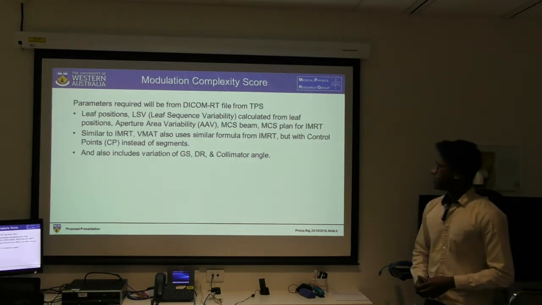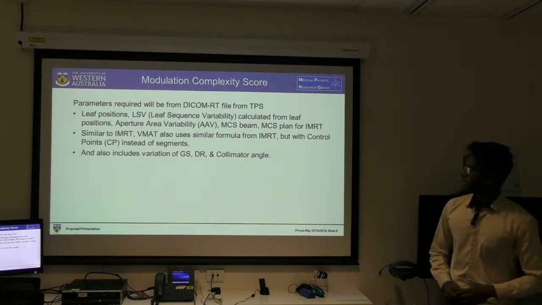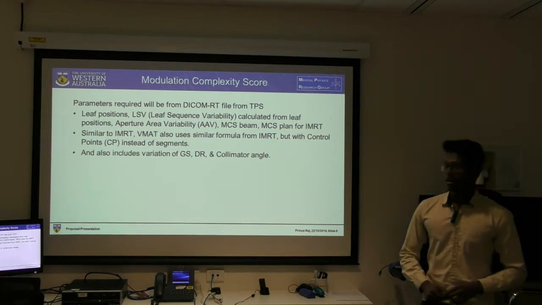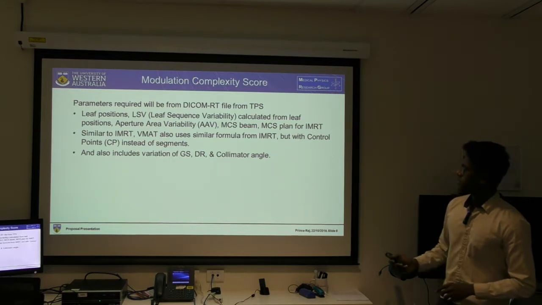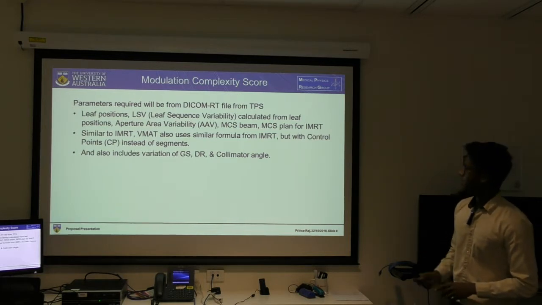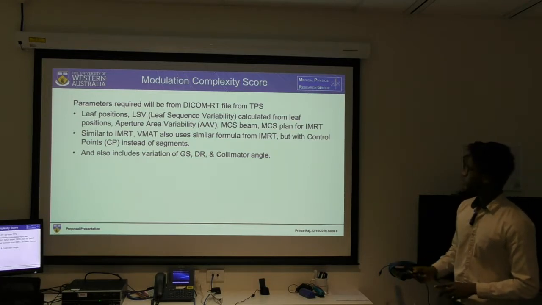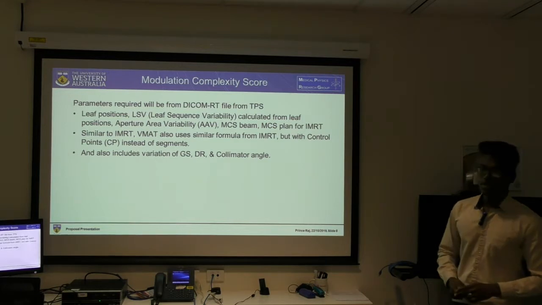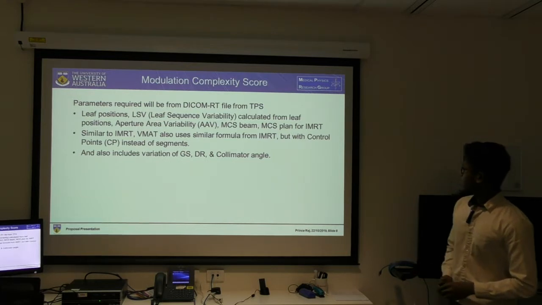So the parameters required for the plan will be a DICOM-RT file from the TPS, and from it I'll take the parameters such as leaf positions, which can be used to calculate LSV, AAV, and MCS. There are formulas which have been derived by McNevin and Masi for both IMRT and VMAT. For VMAT, it also includes gantry speed, dose rate, and collimator angles, because in VMAT everything is varying along the way.